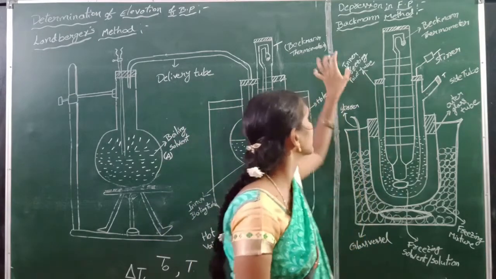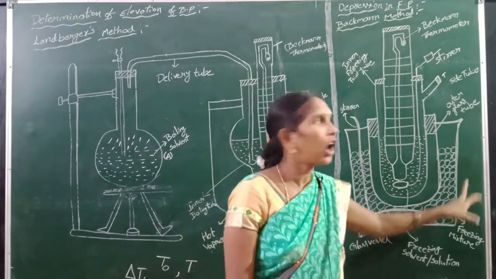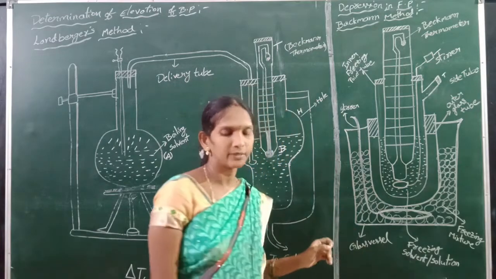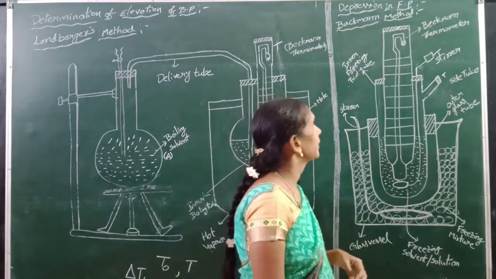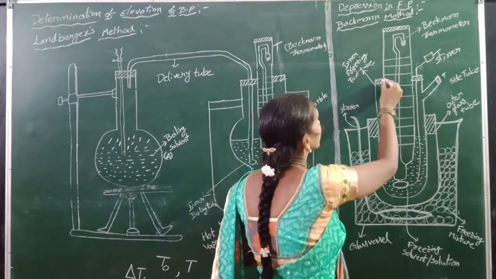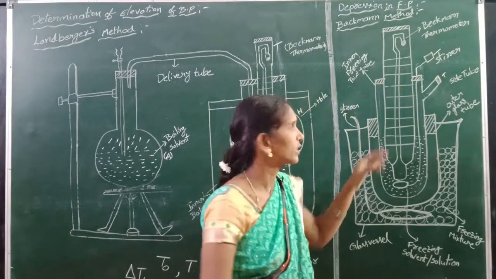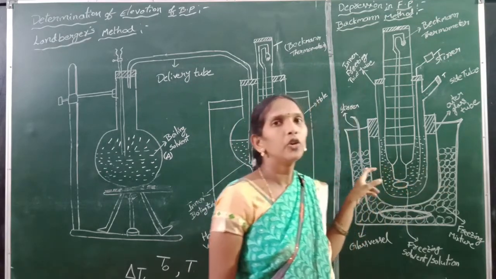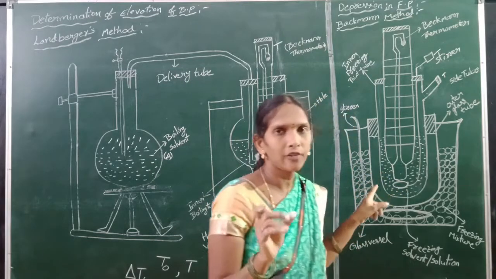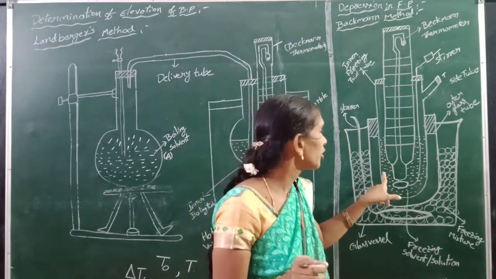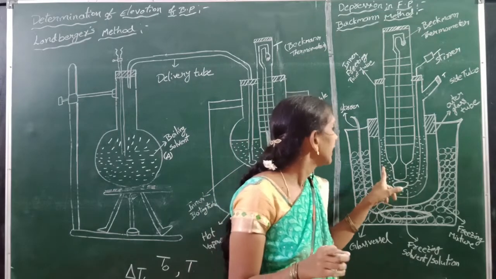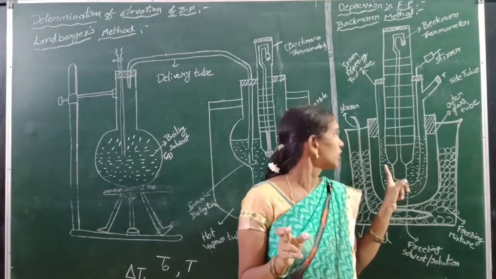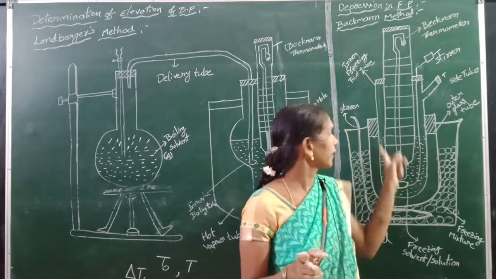Three parts are present. First one, the inner freezing tube. The next one, the outer glass tube. The third one, the glass vessel. Next, the procedure. In this Beckmann method, the inner freezing tube is filled with a known amount of solvent.